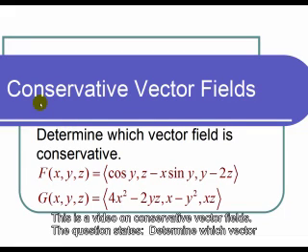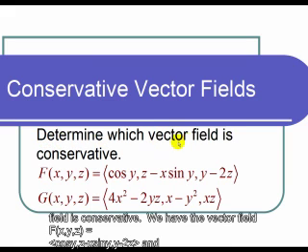This is a video on conservative vector fields. The question states, determine which vector field is conservative. We have the vector field f of x, y, z is equal to cosine of y, comma z minus x sine of y, comma y minus 2z.